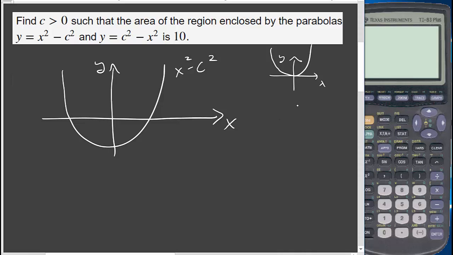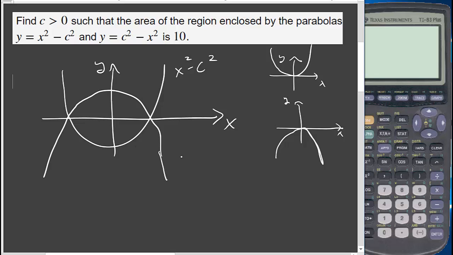Similarly, if we want to look at y equals c squared minus x squared, we just start with the graph of y equals minus x squared, which is the parabola upside down with its vertex on the origin. And now we're adding c squared to that, and that will move it up so that y equals c squared minus x squared will look something like this. And what they're asking us to do is to find these values of x so that this entire region is equal to 10.